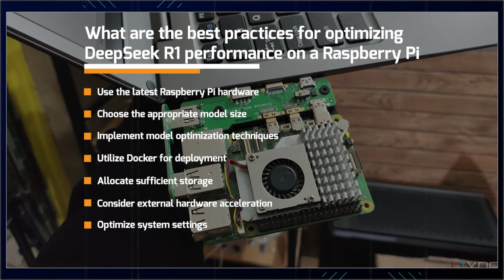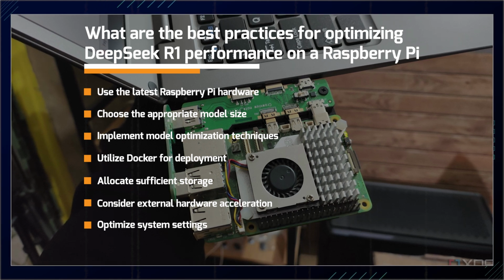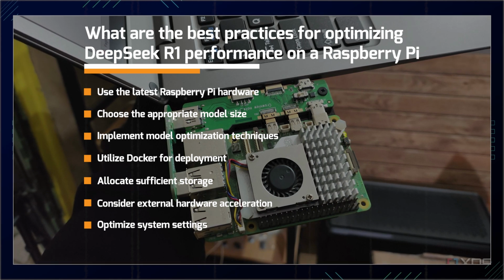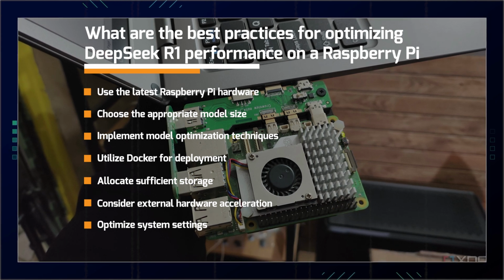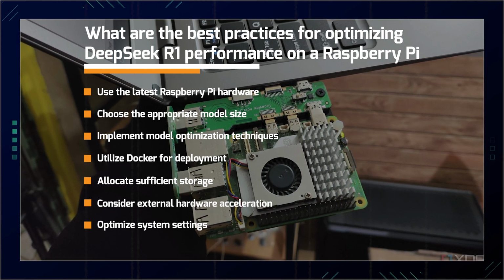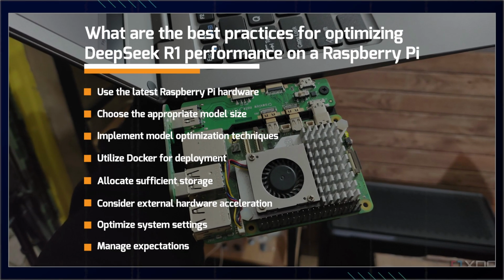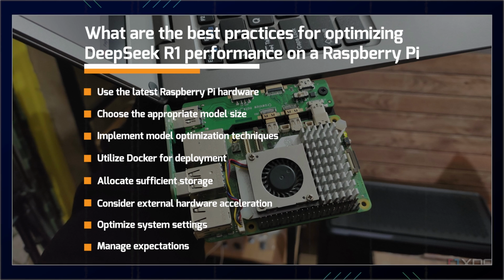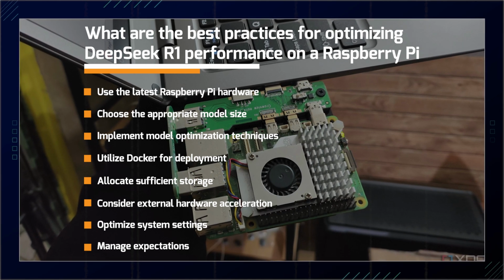Optimize system settings. Edit the config.yaml file to reduce model complexity and adjust parameters for better performance on the Raspberry Pi. Now fine-tune the model for specific use cases to improve efficiency. Now, here you've got to manage expectations, right? Understand that while Deepseek R1 can run on Raspberry Pi, performance will be limited compared to more powerful hardware.